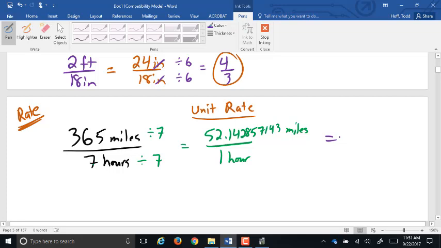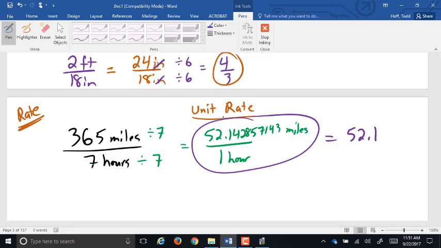Well, depending on where we want to round it, let's say we want to go to 1/10 of a mile per hour. We'd write 52.1. And typically, I mean, this is a unit rate like that, but typically, once it's a unit rate, we write it so that the fraction is disguised. It's hidden in the units. So yes, 52.1 miles per hour, like that.